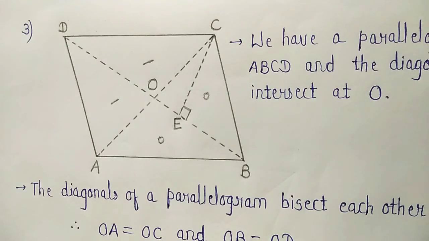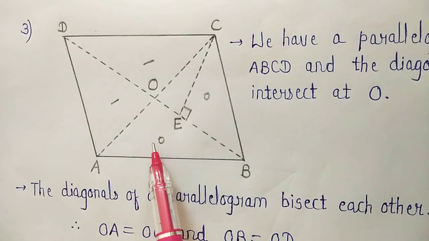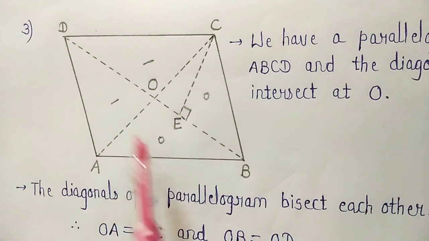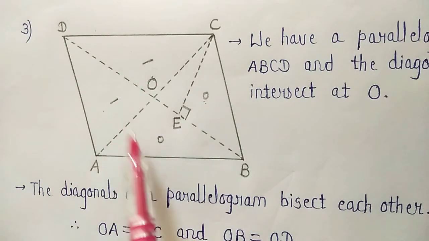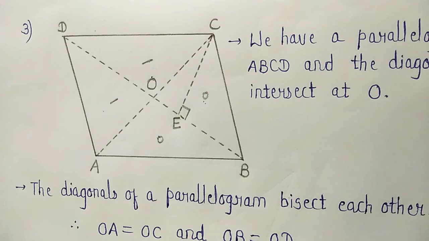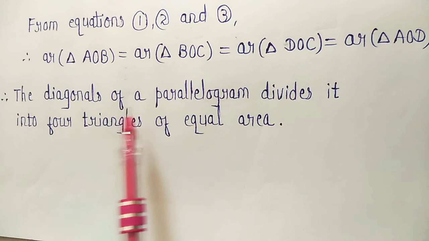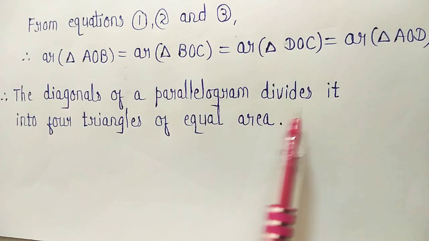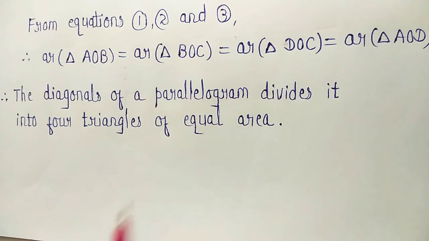And what does that mean? Area of all 4 triangles are equal, which means the diagonals of a parallelogram divide it into 4 triangles of equal area, because we have proved that the area of all 4 triangles are equal. So let us write the answer. The answer is the diagonals of a parallelogram divide it into 4 triangles of equal area. So here we completed question number 3.